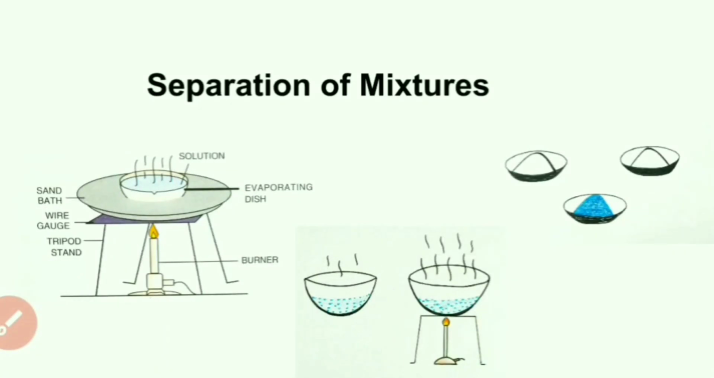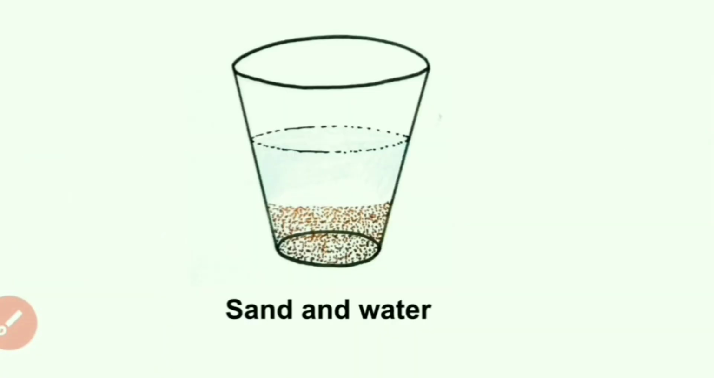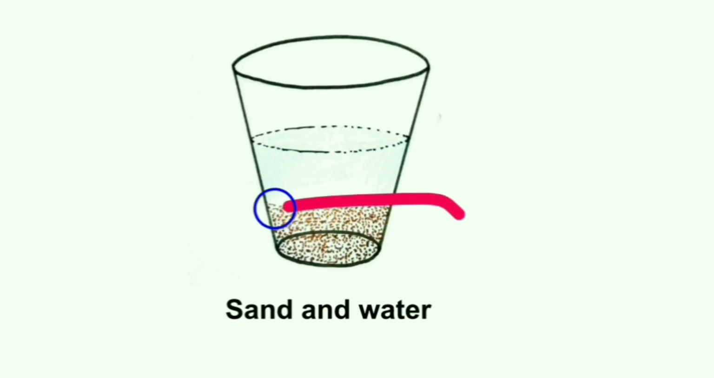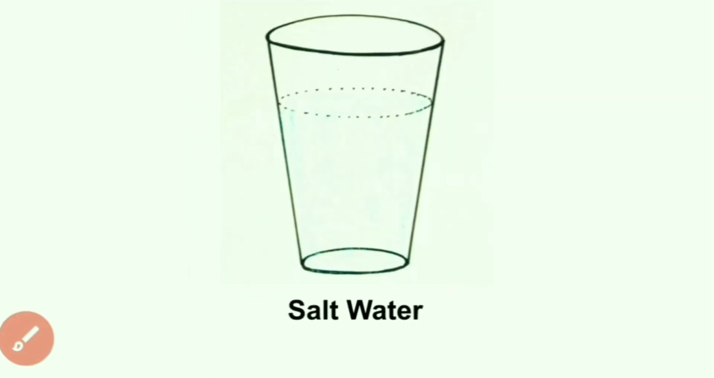Good morning, students. Now, in our previous class, we have already discussed how to separate sand from water by methods like sedimentation, filtration, etc. Now, in this case, the sand was insoluble in water. But what about those solids which are soluble in water, like salt? Now, how to separate salt from water? We cannot use the method of sedimentation or filtration in this case.